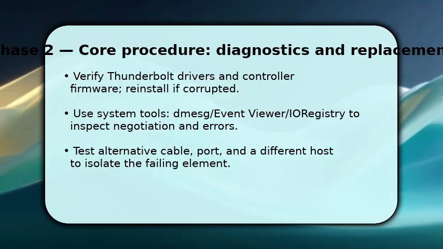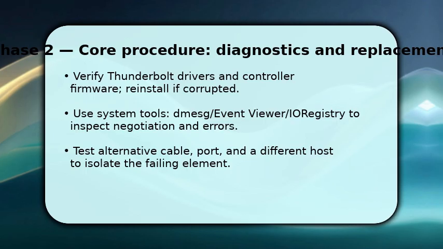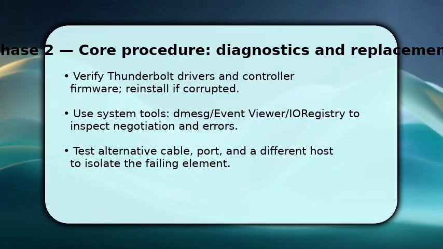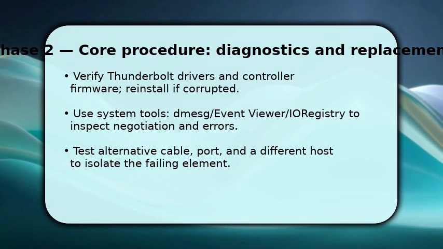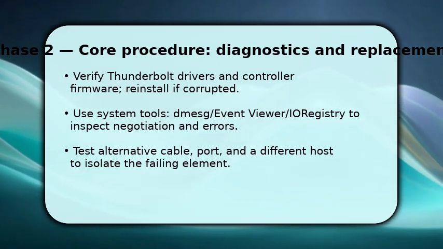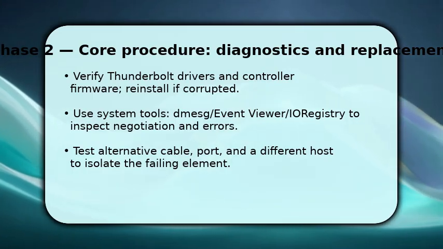Reinstall Thunderbolt and controller drivers and update device firmware. Corrupted drivers block authentication. Then, use system logs, dmesg on Linux, Event Viewer on Windows, I/O Registry on macOS to read negotiation errors and device ID. Try a known good cable and a different host. This single swap isolates whether cable, port, or device is faulty.